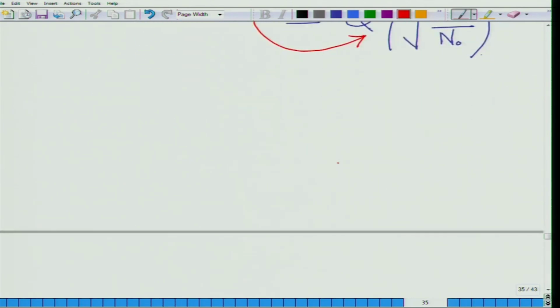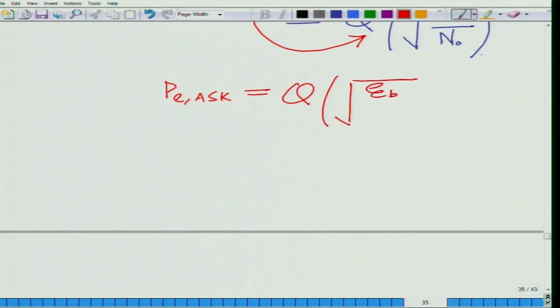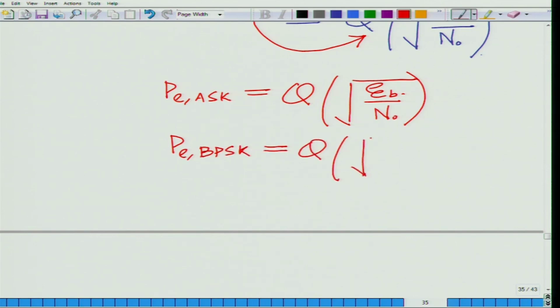So, for amplitude shift keying, it is equal to Q square root of EB over N naught. For binary phase shift keying, the probability of error is Q square root of 2 EB over N naught. Look at this, the argument for binary phase shift keying is higher, that is square root of 2 EB over N naught. The argument of the Q function for amplitude shift keying is simply square root of EB over N naught.